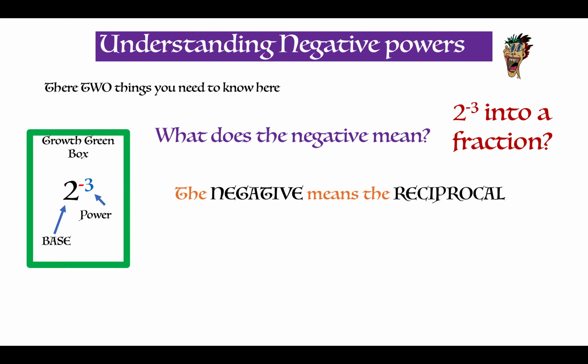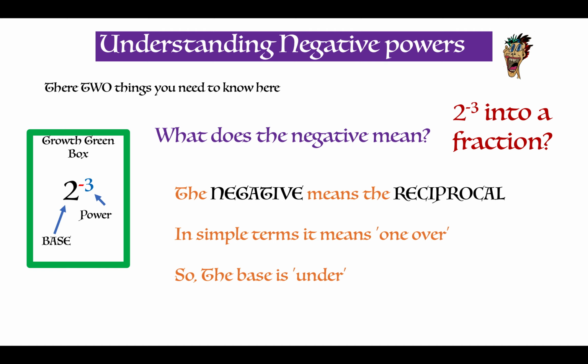Now, the negative, what this means is, we call this the reciprocal. It's called the reciprocal, and in simple terms, it means 1 over. So all I need to do is take the base and I do it 1 over, and that becomes 1 over the base. Now, that's how we're going to start off with this. We're not going to do any more complicated base numbers. We're going to keep them all as whole numbers. So this is what happens here.